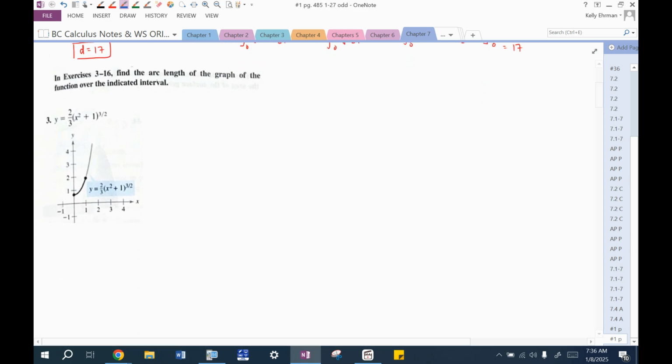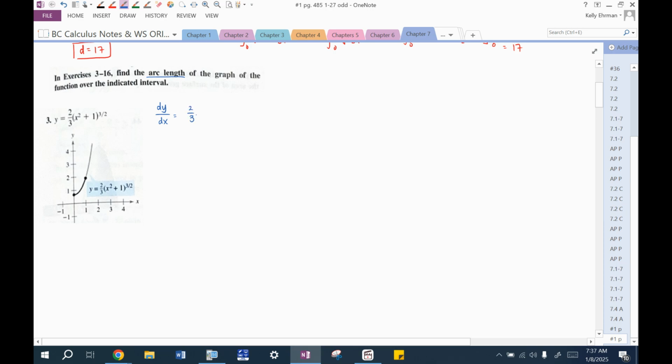Okay, next one, find the arc length of the graph of the function over the indicated integral. So they give us the equation. We are looking at the integral from 0 to 1. So remember, I like to do some of the math before I set up the integral so that I'm not doing it all within the integral. So for our arc length formula, we need dy dx to begin with. So I need to take the derivative of this equation.